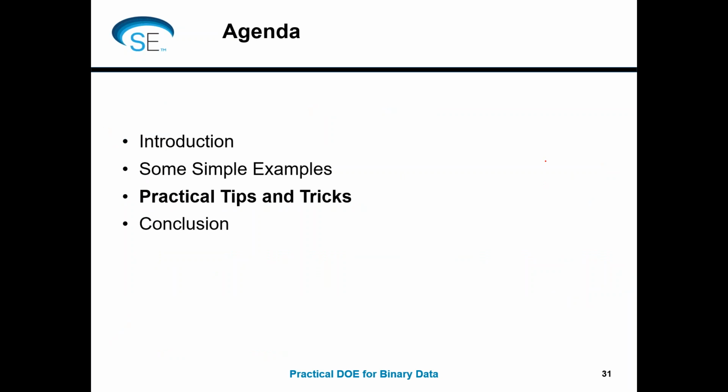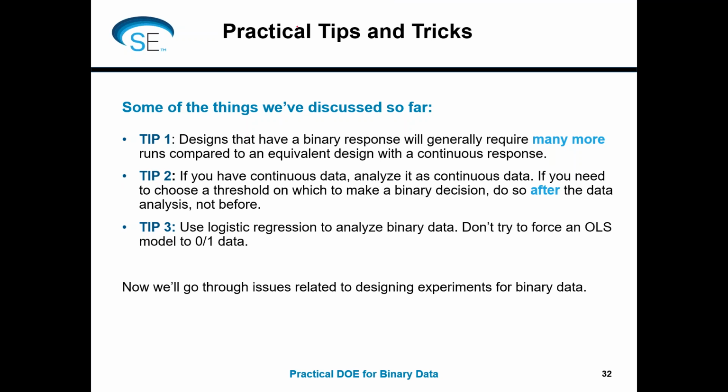Okay, so to start wrapping things up, here are some practical tips and tricks that you could use if you're doing this on your own. This is a recap of what we've discussed so far. Tip: a binary response is generally going to require more runs compared to an equivalent design with a continuous response. If you have continuous data, analyze it as continuous. If you need to choose a threshold to make a 0-1 decision, do this after the analysis, not before. Okay? And finally, use logistic regression to analyze binary data. Don't try to force an OLS model to 0-1 data.